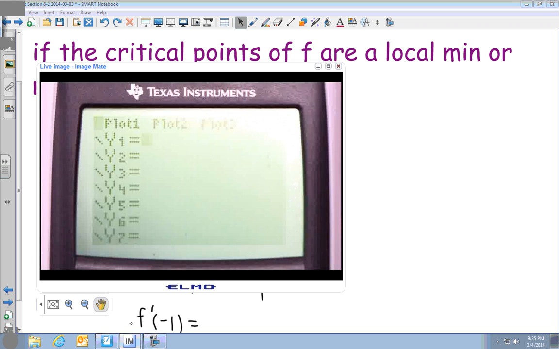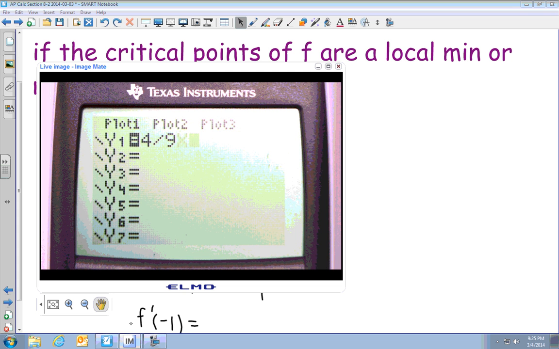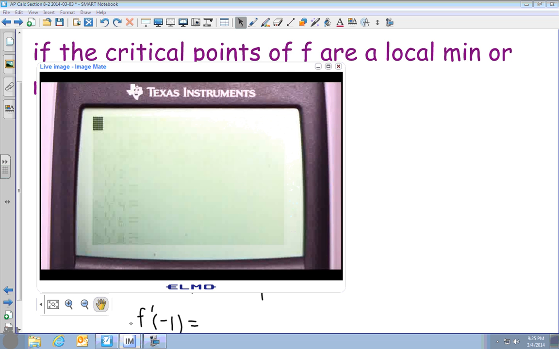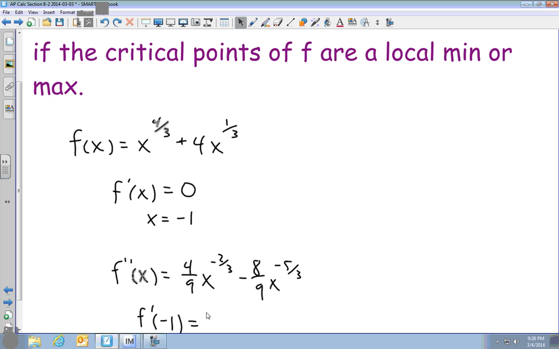And I'll just punch this into y1. So we have 4 divided by 9 times x to the -2/3 minus 8/9 times x raised to the -5/3. Now I want to evaluate that at -1. And we get a positive 1.3 repeating. That'd be a positive 4/3 is what we end up with.